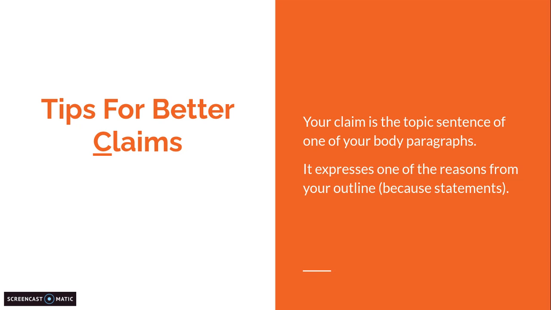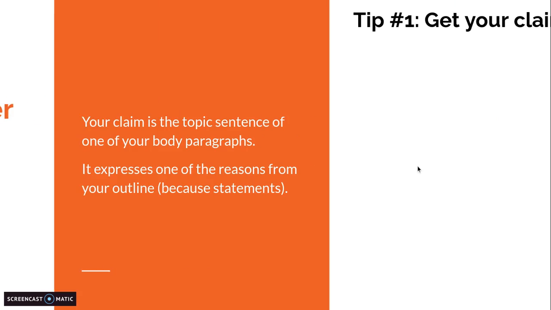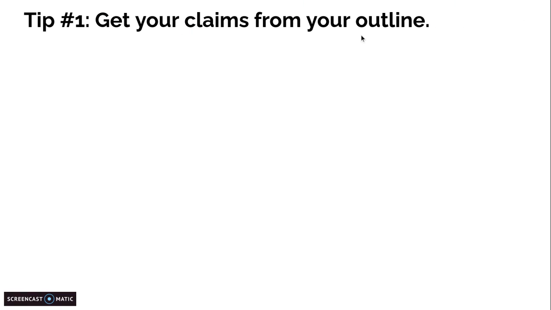Your claim is expressing one of the reasons from your outline. So in any given paragraph, you're going to be taking one of those because statements from your outline and turning it into a topic sentence, and that's going to be the claim that you are providing evidence to support. So let's get on to our tips. First tip is to make sure you get your claims from your outline. You didn't spend all that time creating an outline, thinking it out with no reason. Okay, so your claims should come from your outline.